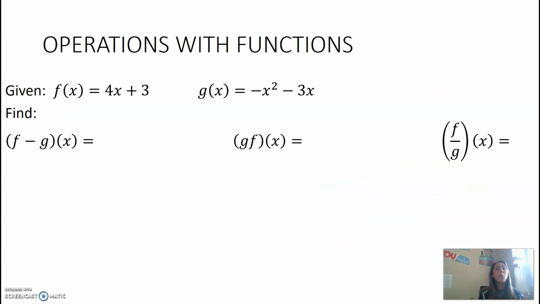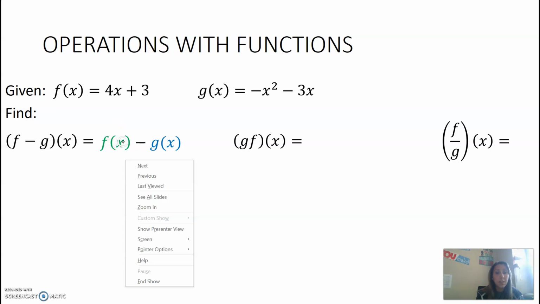So today, I am going to be using these two functions over and over, so make sure you put these functions in here. So again, this question is saying, given these two functions, f of x is 4x plus 3 and g of x is negative x squared minus 3x, I want to know what is my new function when I subtract them. So the first thing I'm going to do is remember that I'm just going to substitute. I know what f of x is. f of x is 4x plus 3.